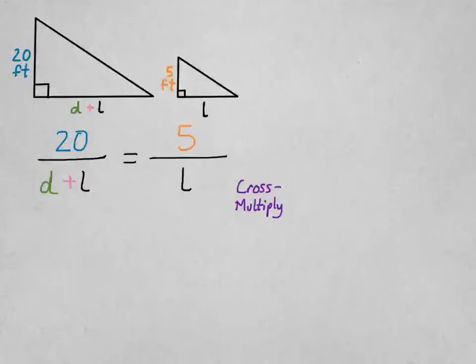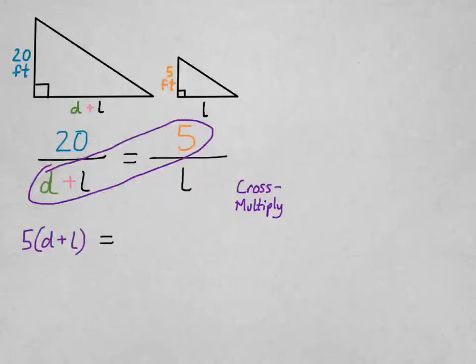Okay, so let's cross multiply. What would you get? If you cross multiply the D plus L times the 5, you would get 5 times quantity D plus L. Remember that you have to put the parentheses there so that you can distribute. The 5 has to get multiplied by that entire quantity. On the right side, you would have 20 times L, or 20L. Alright, well I could take the derivative here, right?